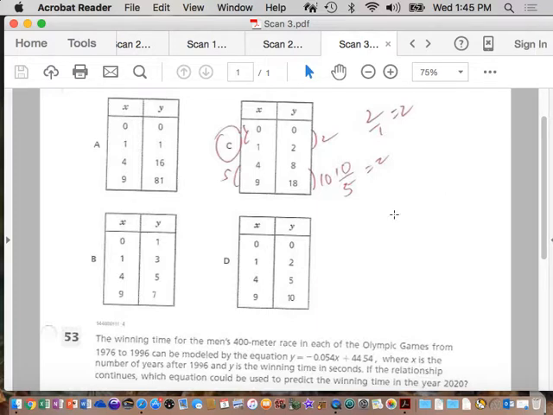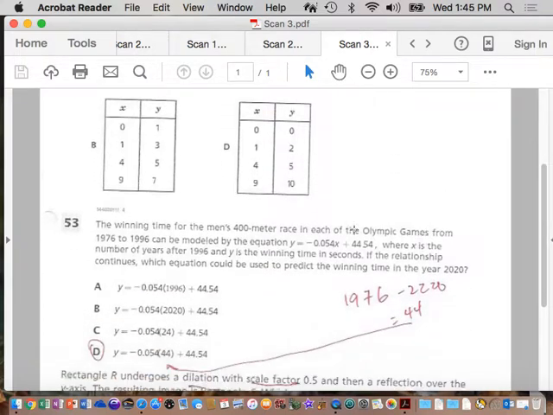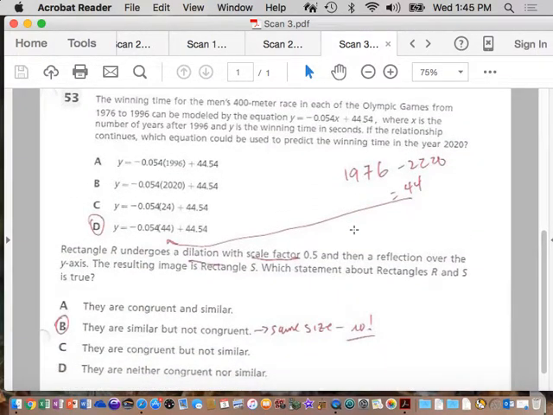Stop me if there's questions, guys. This one, the number that goes in here, according to this, it says X is the number of years since 1976. So if this is 2020, from 1976 to 2020 is 44 years. So that's why it has to be 44 that goes in there.